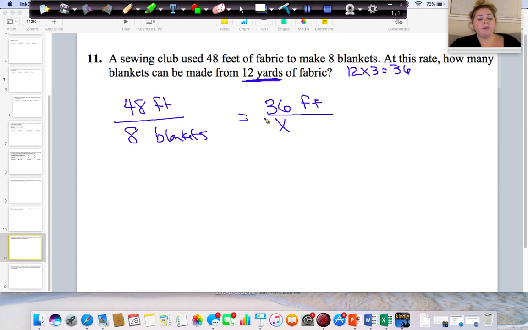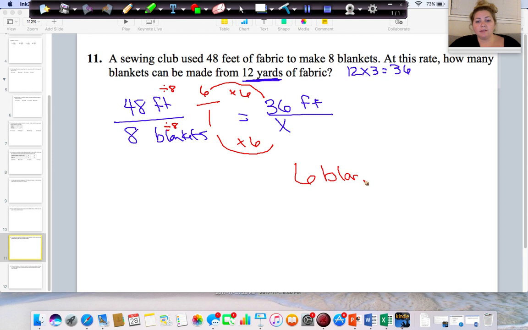Okay, so now I think the easiest might be if we reduced 48 over 8. We can divide both of these by 8. 48 divided by 8 gives me 6. And 8 divided by 8 gives me 1. And 6 times 6 gives me 36. So 1 times 6 gives me my answer. So we can make 6 blankets, okay, with 36 feet of fabric, or 12 yards of fabric.